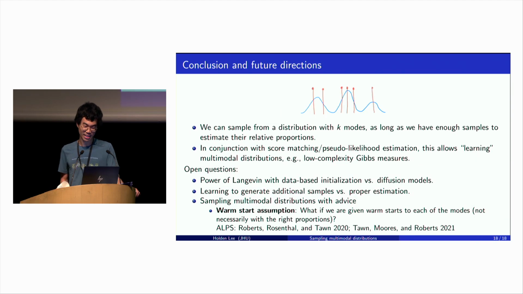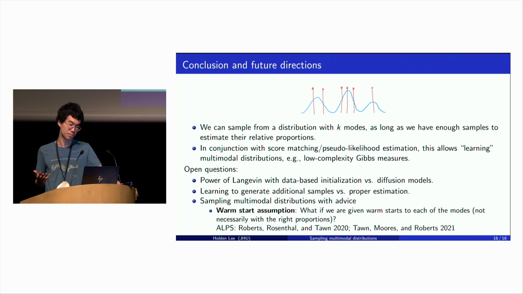In conclusion, we show that we can sample from a distribution with k modes as long as we're given extra samples, enough so that we can estimate the relative proportions. And in conjunction with either score matching or pseudo-likelihood estimation in the continuous and discrete cases, this allows learning multimodal distributions such as low complexity Gibbs measures.